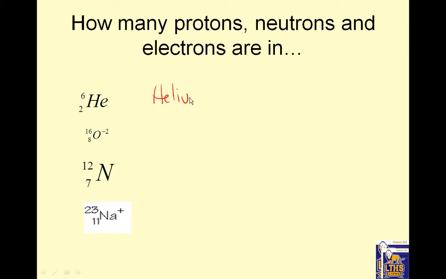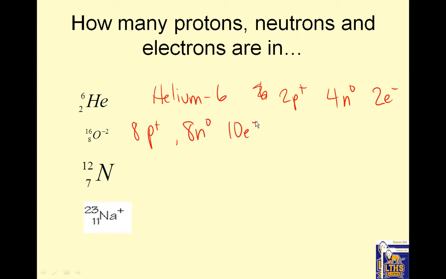We would name this helium-6. 2 protons, atomic number. 4 neutrons to add up to 6, and then 2 electrons because there's no charge. Okay, here we go. Oxygen, 8 protons, 8 neutrons, and 10 electrons. Why? It's got a charge of negative 2. You can't change proton number or it's not oxygen. So that means that in order to have a charge of negative 2, it's 2 extra electrons.